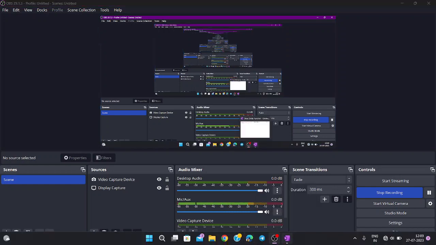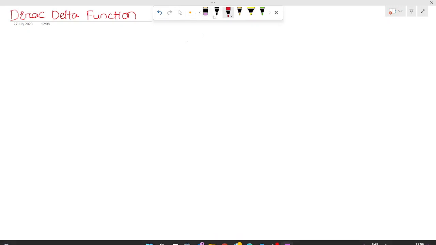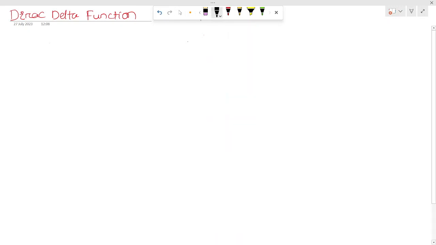Today we will see the Dirac delta function. Before going into the Dirac delta function, I want to derive it from your Gauss divergence theorem. Let's see how we derive it from the Gauss divergence theorem.